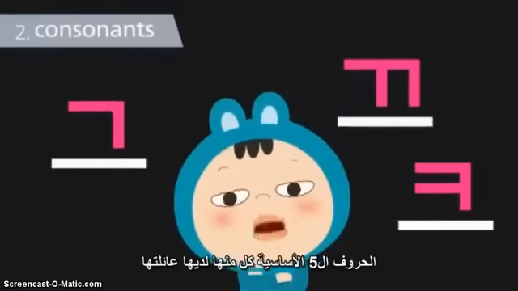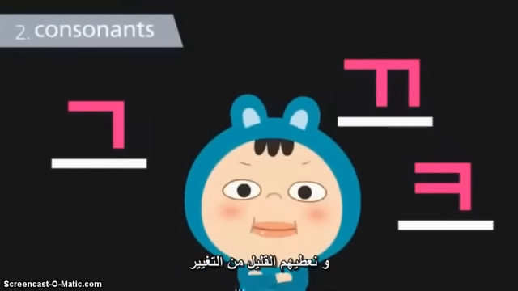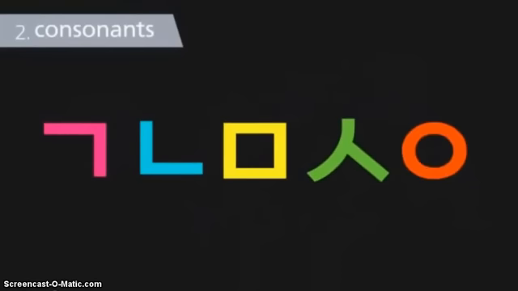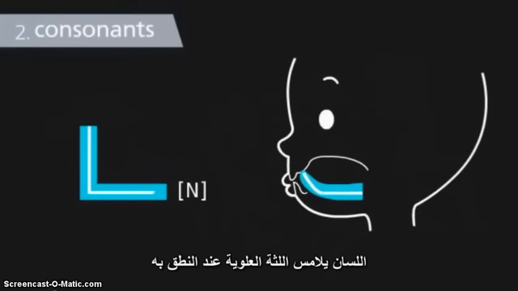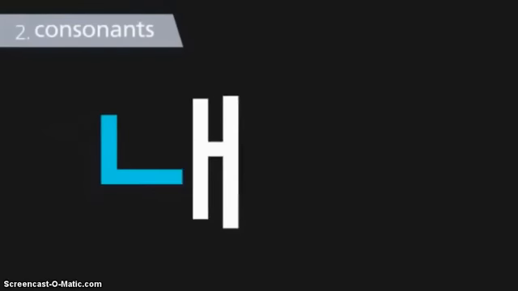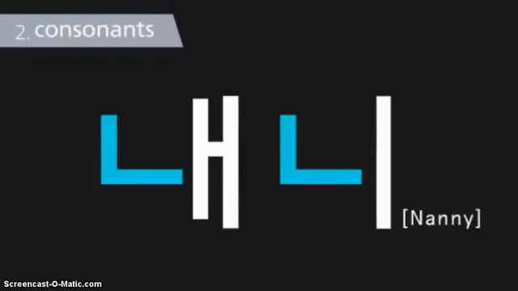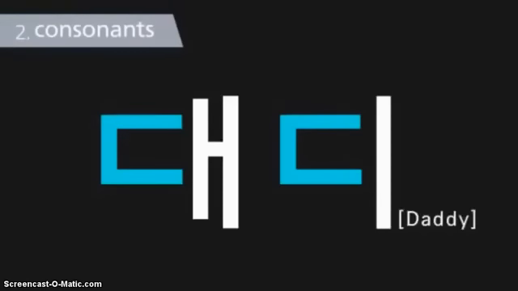So the 5 basic consonants make their own families. You can just give them a little bit of changes. This one here sounds like n. It depicts the tongue touching the upper gums when you pronounce it. For example, nanny. You can draw a stroke which sounds like d, and you can find it in a word like daddy.